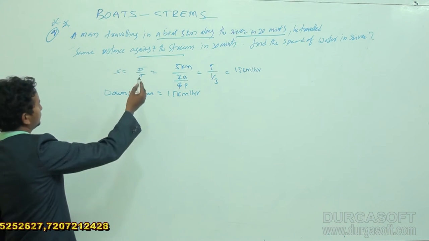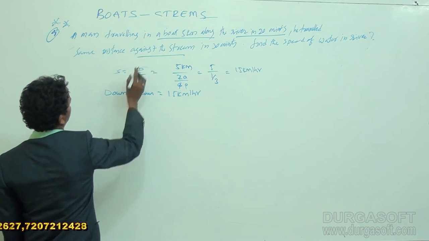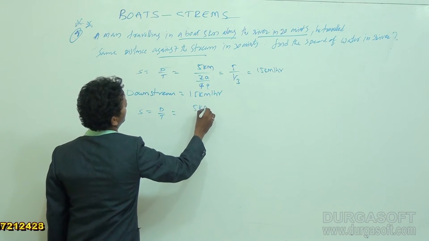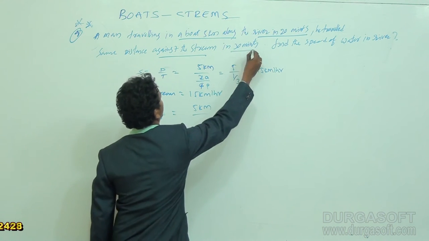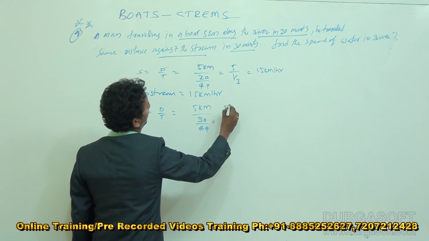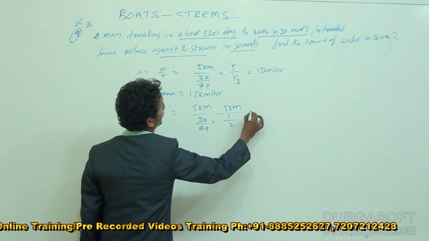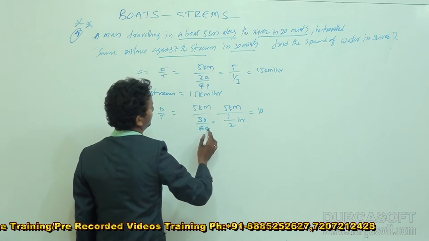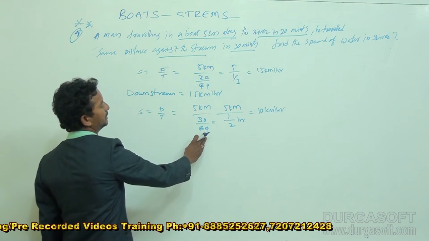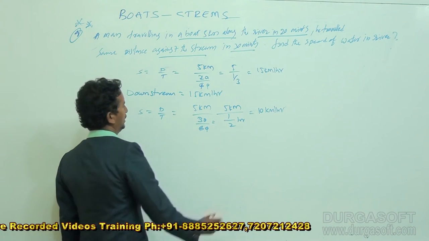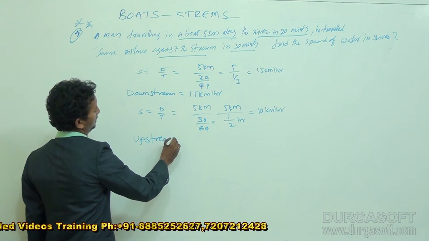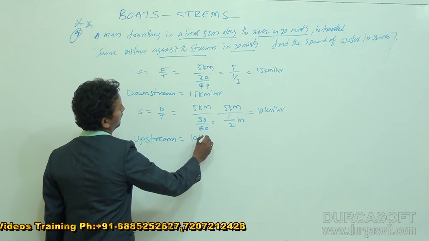Now upstream, you find out the same way. Speed is equal to distance divided by time, 5 kilometers, distance is same, but how many minutes time taken? 30 minutes time taken. 30 divided by 60 is 1 by 2. 5 kilometer divided by 1 by 2 is equal to 10. Converting into hours, so 10 kilometer per hour. Upstream is equal to 10 kilometer per hour.